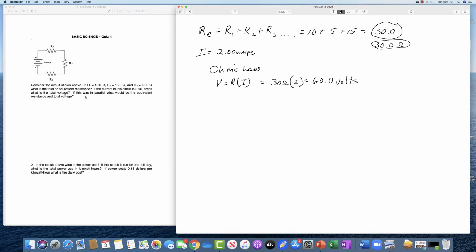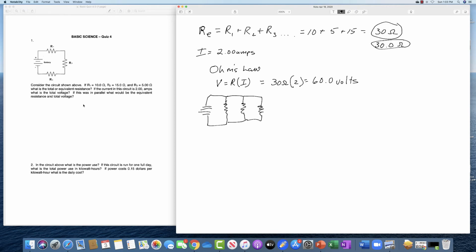Now the next question says, what would the equivalent resistance be and total voltage if these were in parallel? So instead of what is currently drawn here, you have a parallel circuit, and a parallel circuit would look like this. You would have 3, and I've drawn it in such a way as it looks parallel, but they don't always look that way. But the point is, when the flow gets to this point, it has a choice on which way it wants to go. And that's the difference. When you're on this one, there's no choice. You gotta go in one direction.